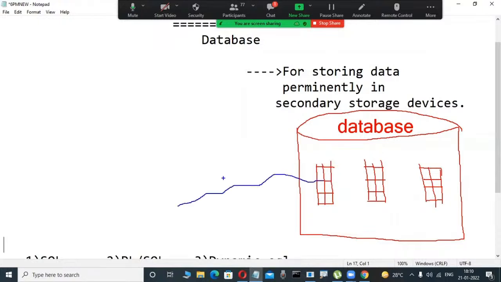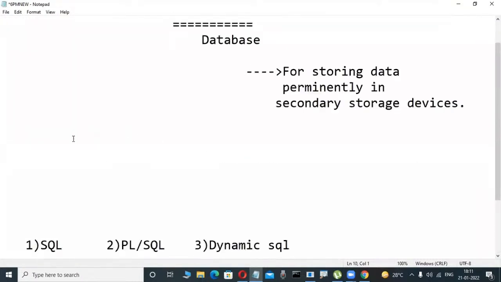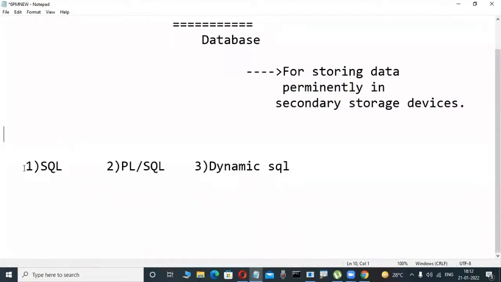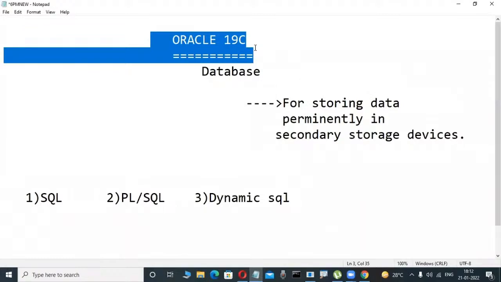About this data, we use SQL, structured query language. That's what I was telling yesterday: if you want to operate this Oracle software, we use SQL, structured query language. Another language is PL/SQL, procedural language extension for SQL. Another is dynamic SQL. Through these three languages, we operate this Oracle software in your companies.